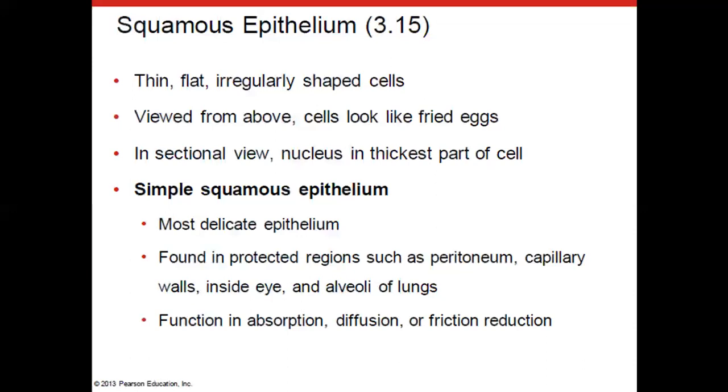The nucleus is in the thickest part of the cell. It tends to be a small nucleus and a misshapen cell. So these don't really have a specific shape. They're called squamous cells. They're irregularly shaped. And simple squamous epithelium is pretty delicate.